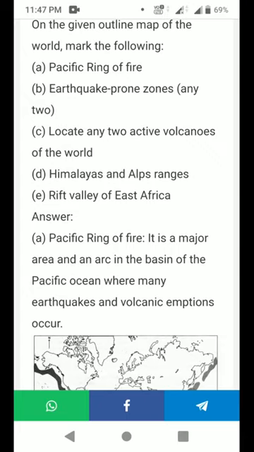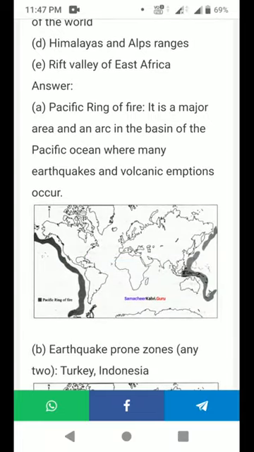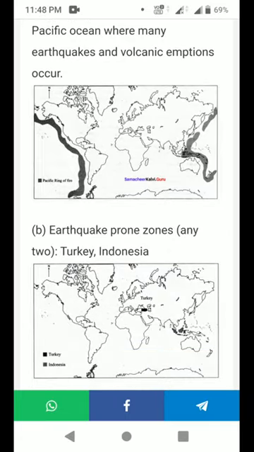Locate any two active volcanoes of the world, Himalaya and Alps range, Rift Valley of Eastern Africa. So first, the Pacific Ring of Fire. Which portion is it? It is the major area based on the Pacific Ocean where many earthquakes and volcanic eruptions occur. On both sides of the Pacific Ocean, this Pacific Ring was formed.